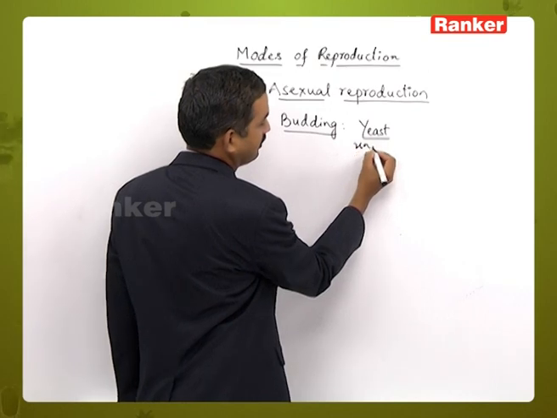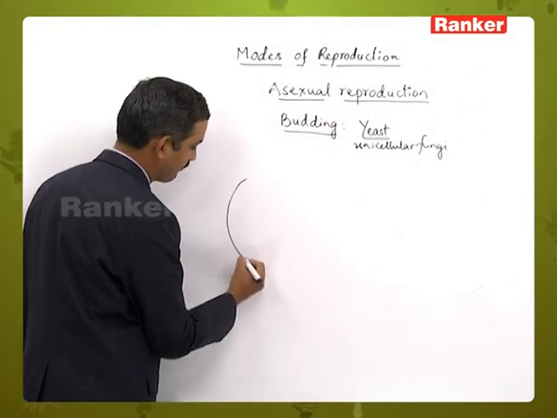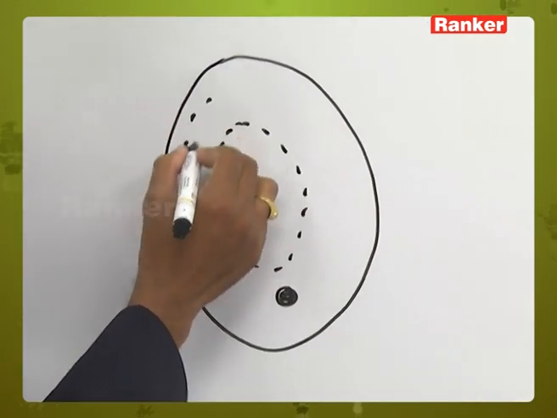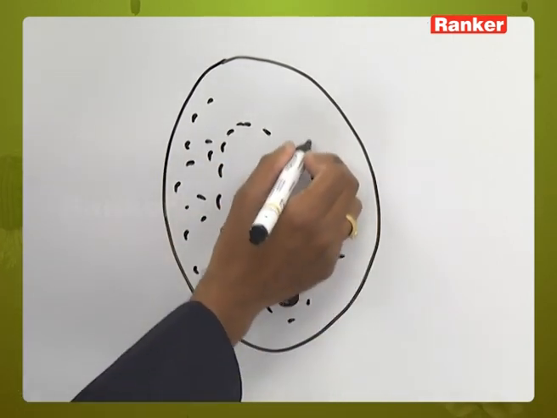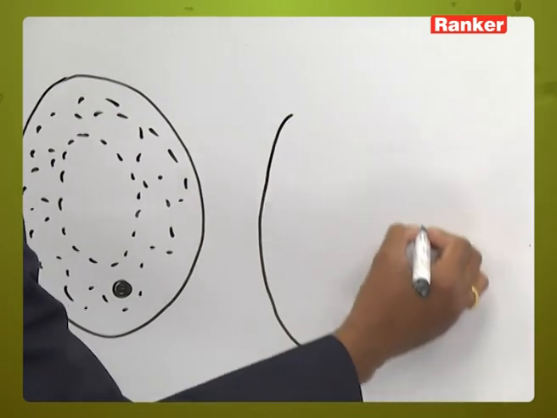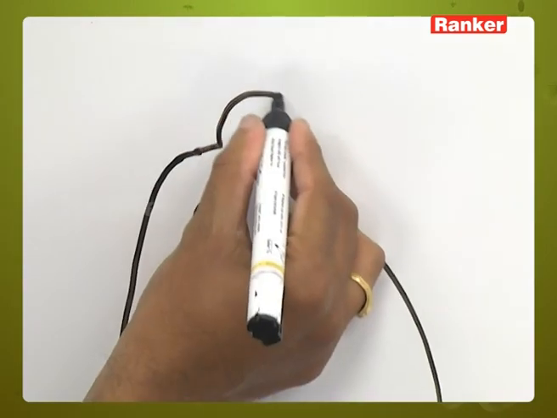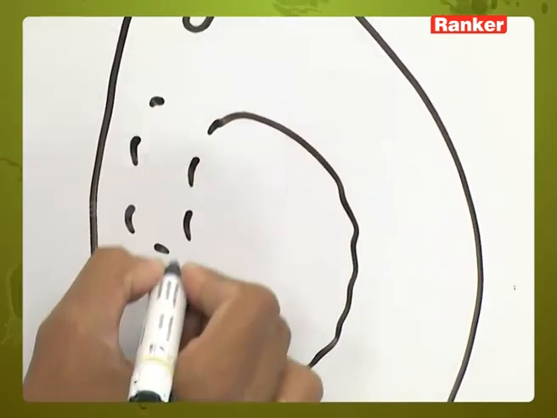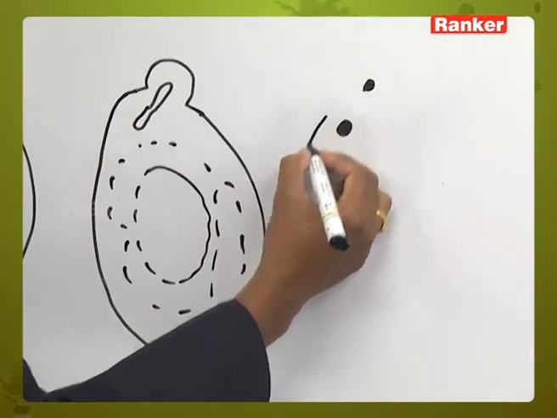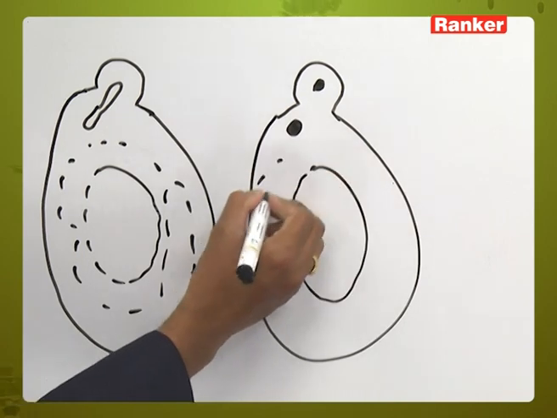Yeast is a unicellular fungus. If you observe the structure, it appears like this, which contains the nucleus, vacuolar organization, and the protoplasmic content here. First the nucleus will elongate, and in the meantime the cytoplasmic content will produce a small protuberance on one side. The nucleus will completely divide to form two daughter nuclei. One will be retained in the parent cell, and the other will enter the small protuberance formed by the parent yeast organism.